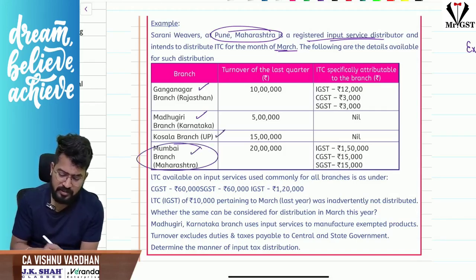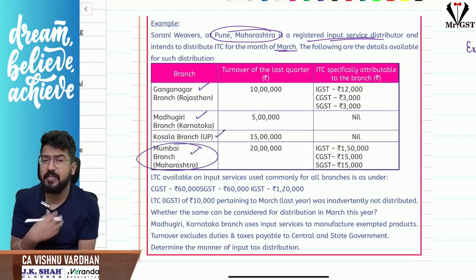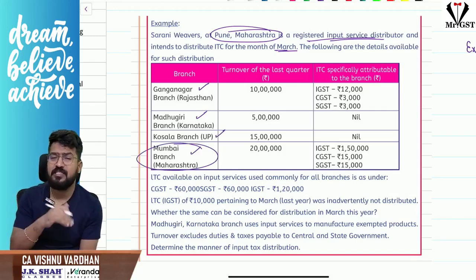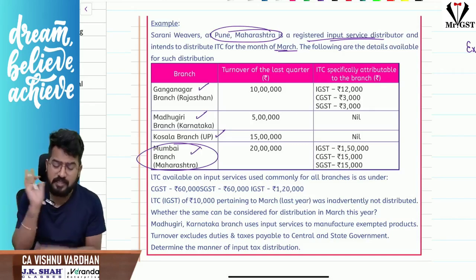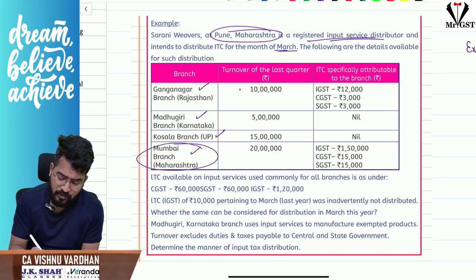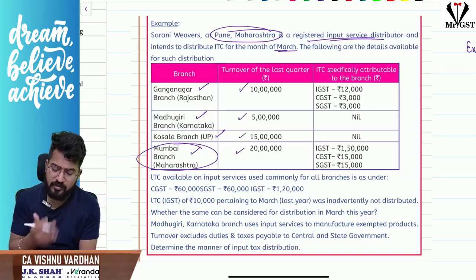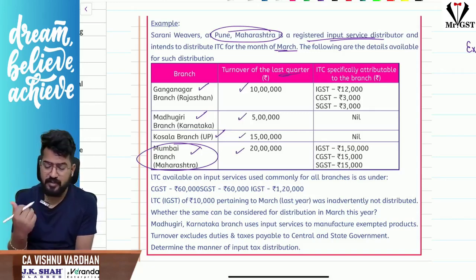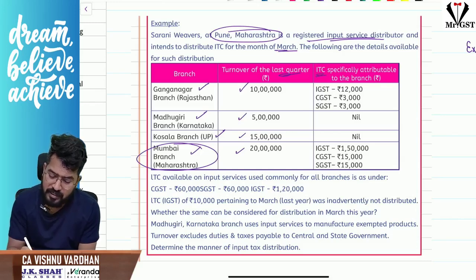You see, the Mumbai branch is within the state. So for any transfers happening, CGST will go as CGST, SGST will go as SGST, IGST will go as IGST. You should understand that. Now, sir, the turnovers they have given. Okay, turnovers we need. They give it for the last quarter only. We need it for the ratio by which you split. Sir, ITC is specifically attributable to these branches.